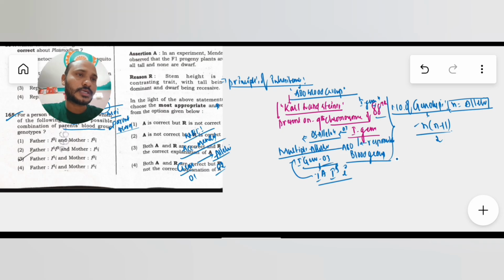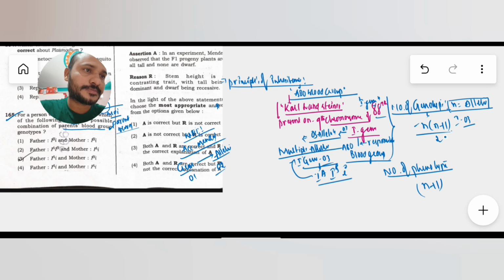Okay, and we also have a formula for the number of phenotypes. The genetic makeup of the character is called genotype, and the physical appearance of the character is called phenotype. Physically, persons have four different blood groups. For that we also have one formula: n plus 1. So if we apply this n into n plus 1 by 2, how many alleles does the I gene have?